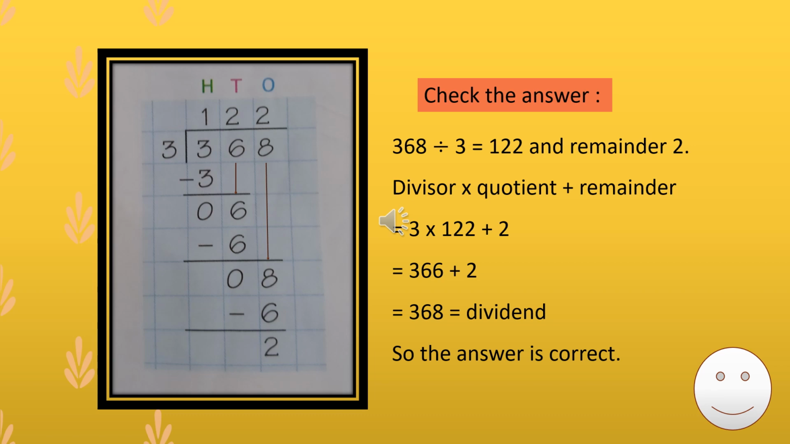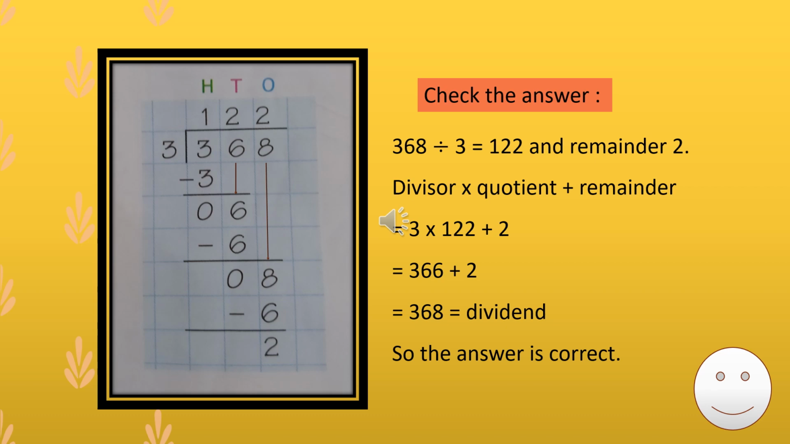So 3 divided by 3, that is 1. So 1 we will write at the quotient's place and 3 we will write just below the number 3 which is at hundreds place. And now we will subtract. So 3 minus 3 equals 0. Now in the next step we will bring down the number which is at tens place, that is 6.